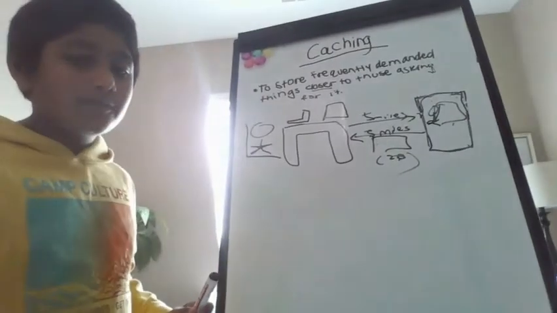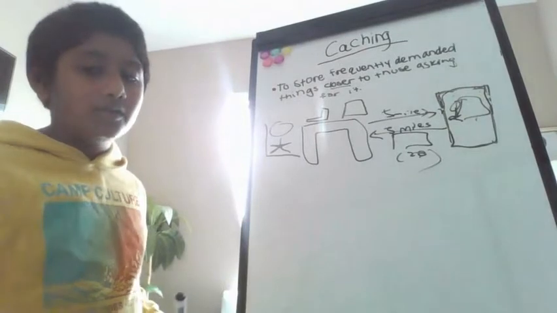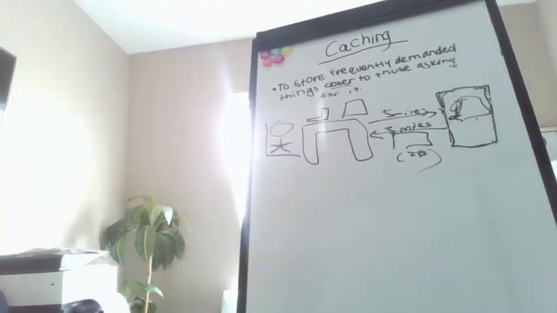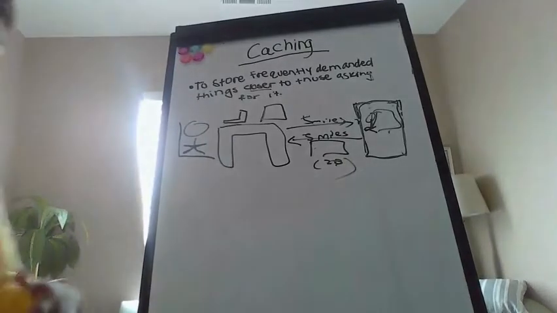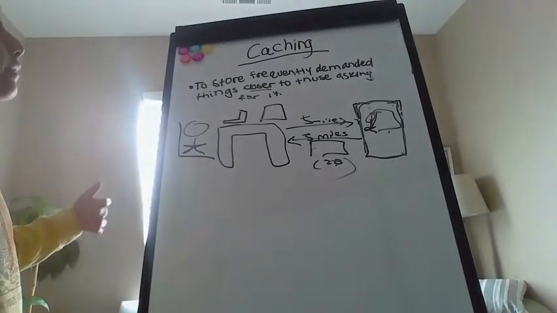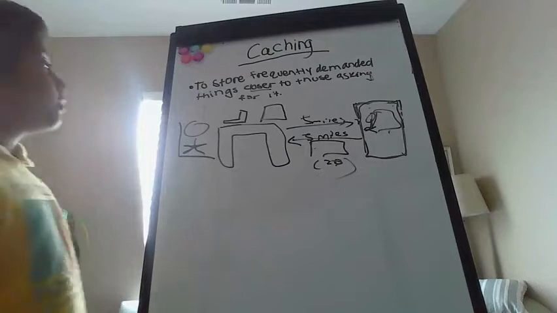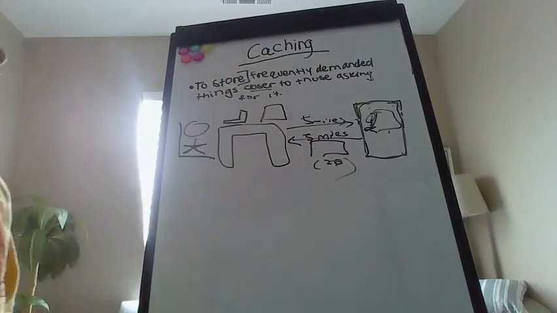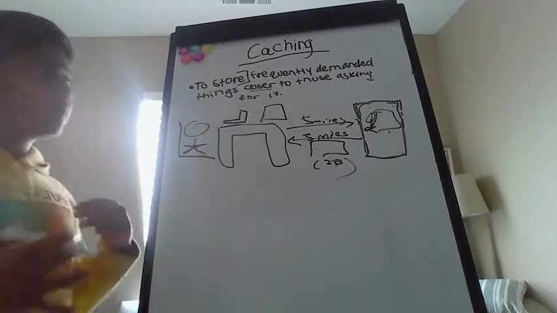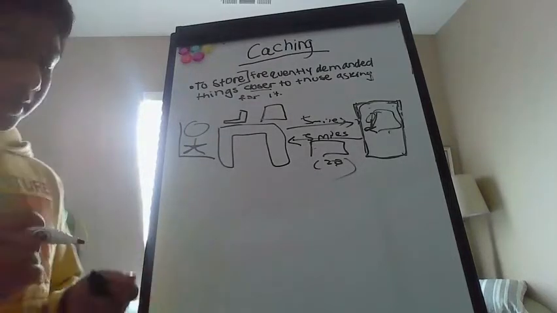So it says to store frequently demanded things closer to those asking for it. And we'll just be pushing this a bit closer. So basically we're storing frequently demanded things. Okay, so actually just don't worry about this first. We'll just talk about frequently demanded things. So for this to work, we first need something that's frequently demanded.